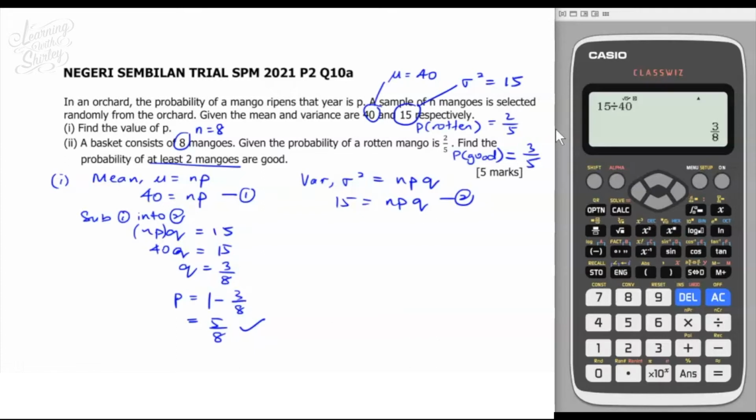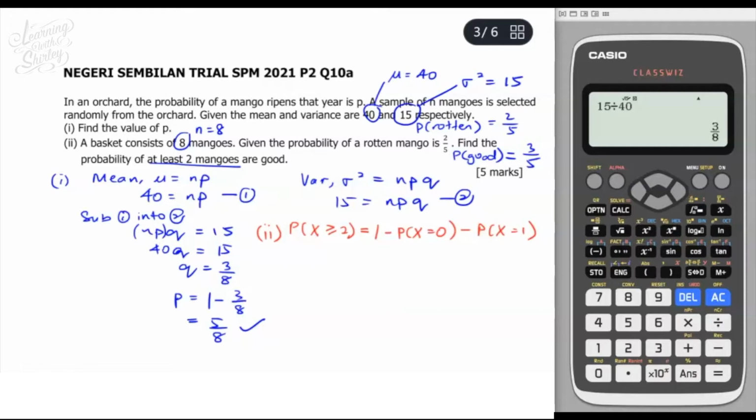So for my second answer, I write it over here. So a probability of X more than or equal to 2. So I'm going to use 1 minus P(X = 0) minus P(X = 1).